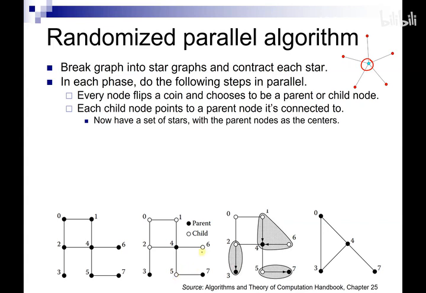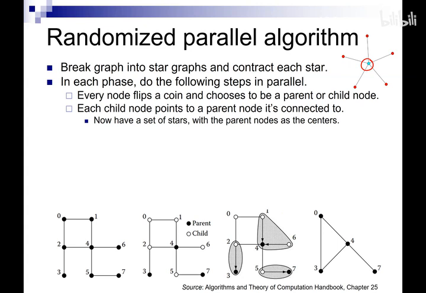Likewise, let's say this node over here. Well, it's got a neighbor which is a parent node, so it's going to point to that parent node. And this node 5 over here, it's also got 2 choices, and it's going to choose arbitrarily to point to 7. So then once you do this, you see that now you have a bunch of stars. You've taken the graph and you've decomposed it.